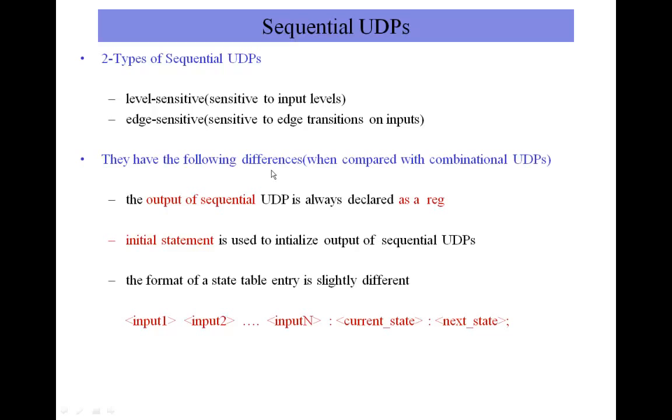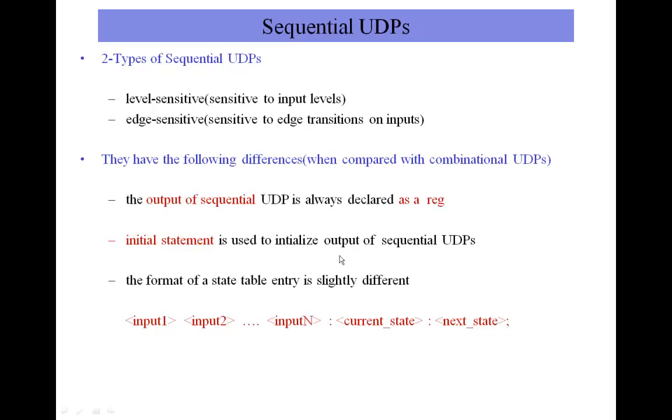Sequential UDPs have differences when compared with combinational UDPs. Those are: the output of a sequential UDP is always declared as reg. In a combinational UDP, we declare output and then input. That's it. But here, an extra declaration is required, that is reg. Though we are declaring with the keyword output, that identifier needs to be redeclared with the keyword reg.